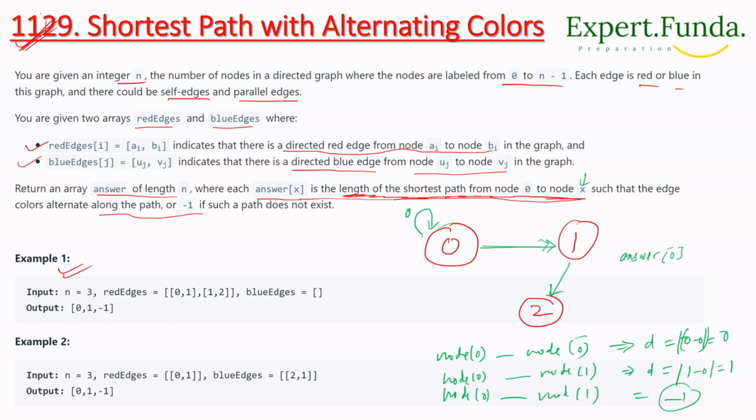Because the question is saying, if you read it very well, that answer of x is the length of the shortest path from 0 to node x. It means the edge colors alternate along the path that we have, right? And if not, then we will return -1, right? So if the path doesn't have that, okay.